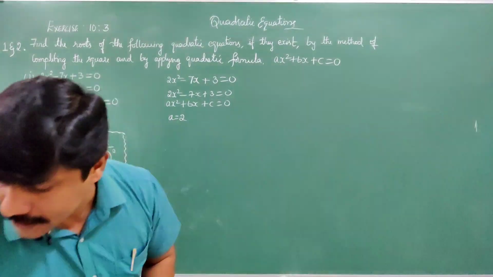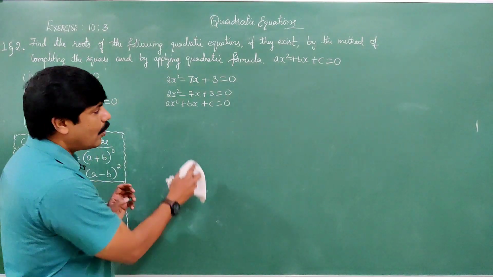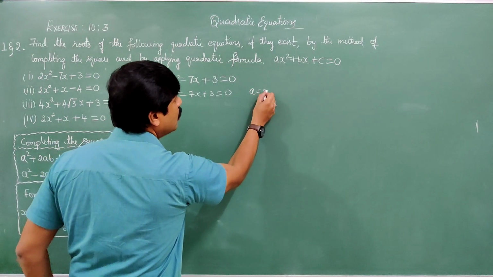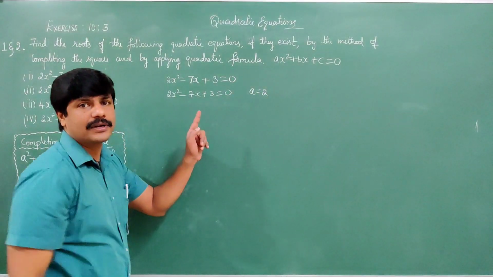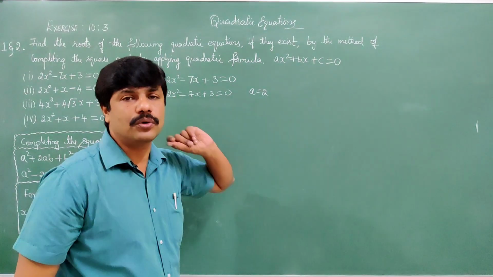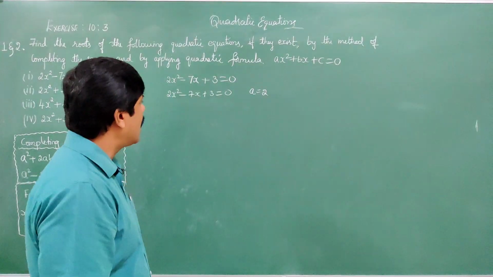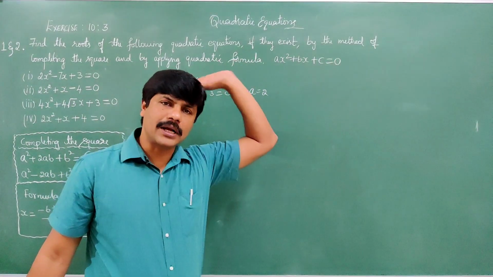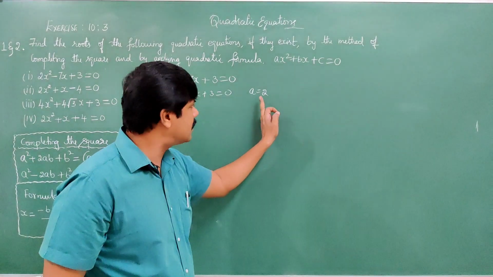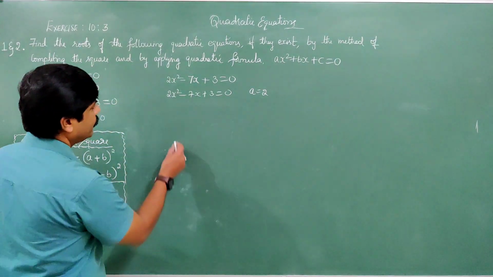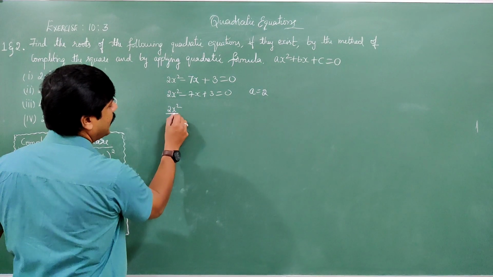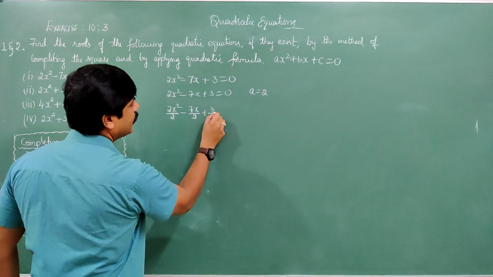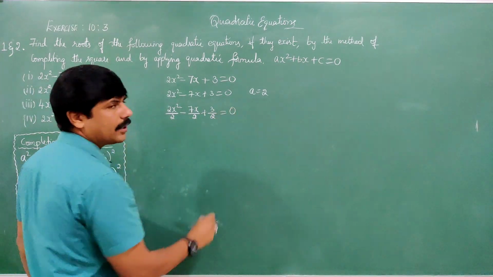What is a? You should know the a value. Understand? What is the a value here? The a value is 2. How? You compared this equation with the standard equation, so you come to know the a value is 2. First find out the a value. After finding the a value, divide the full equation by this a, that is by 2. So 2x square by 2 minus 7x by 2 plus 3 by 2 is equal to 0.